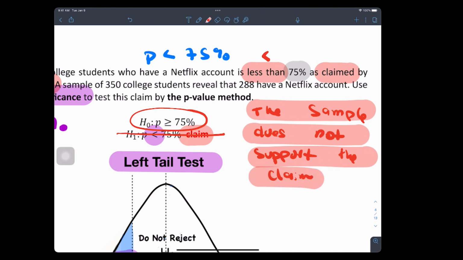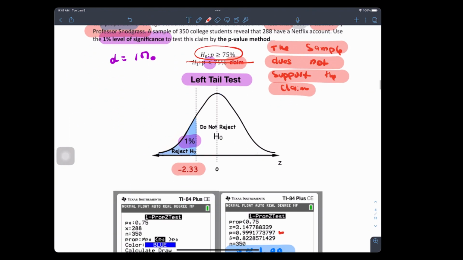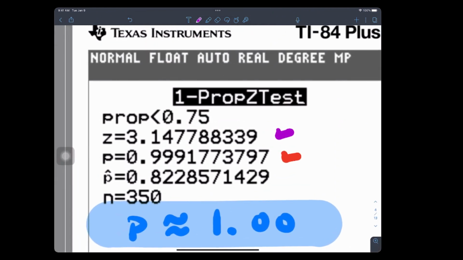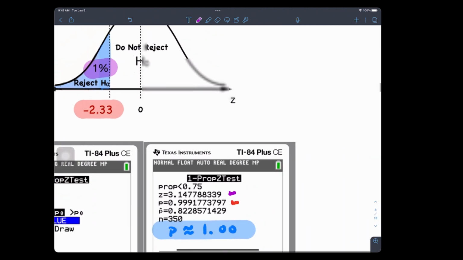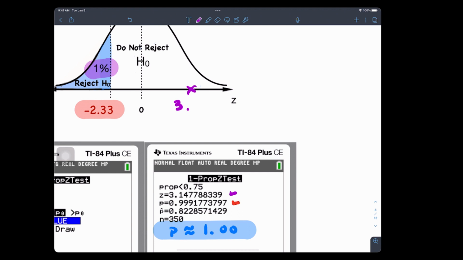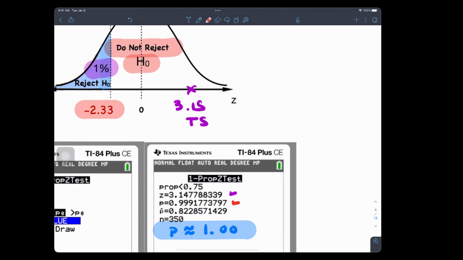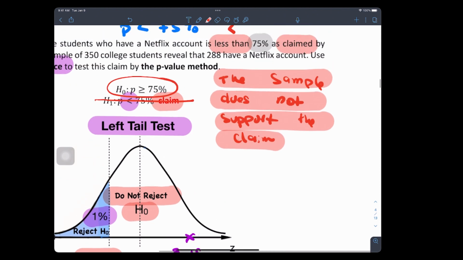You say why? Because we threw out the claim. The claim is out. The claim happens to be the proportion is less than 75%. So this is saying that the proportion is what? At least 75%, really. So at least 75% of college students have Netflix. Now, what we did last time is we actually just computed a test statistic, which is 3.15. On our decision rule, isn't that over here? Isn't that in the what neighborhood? Do not reject the null. That means accept the null, and that's exactly what we did.